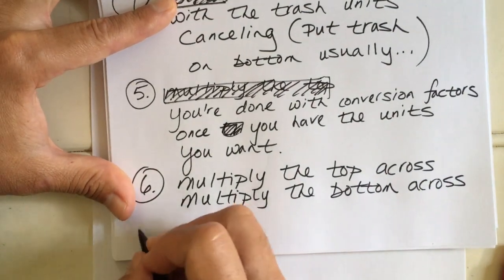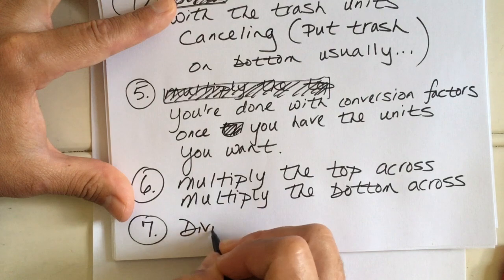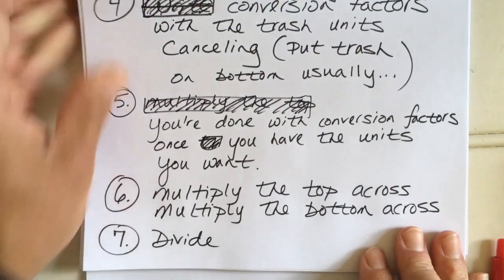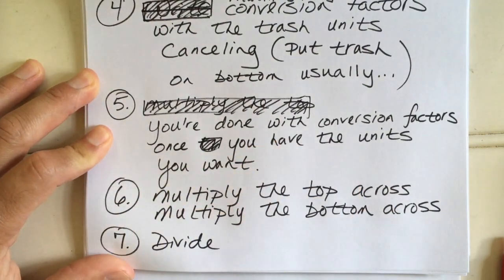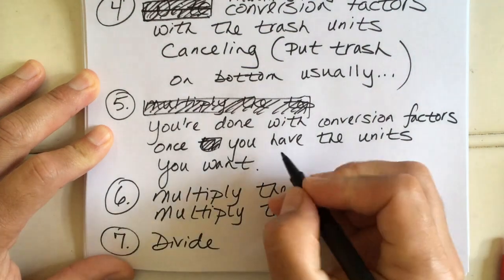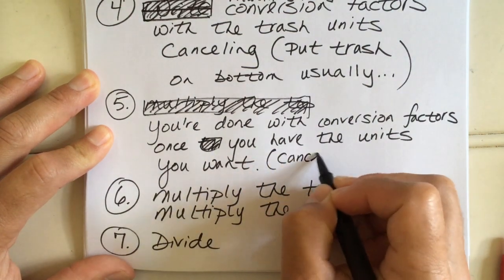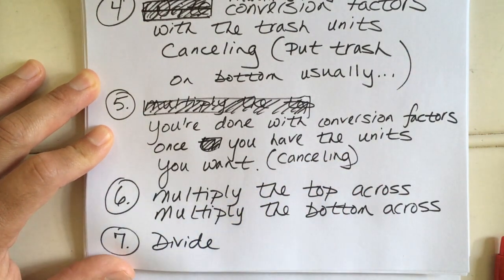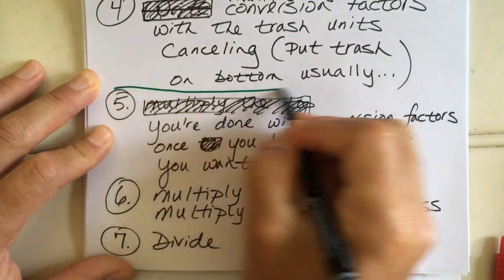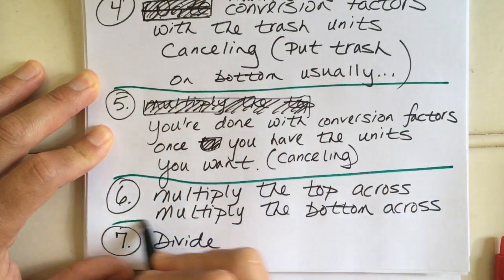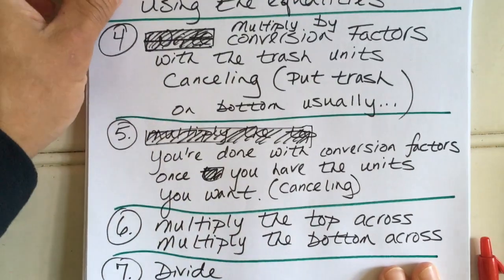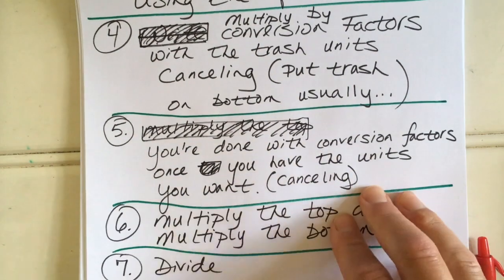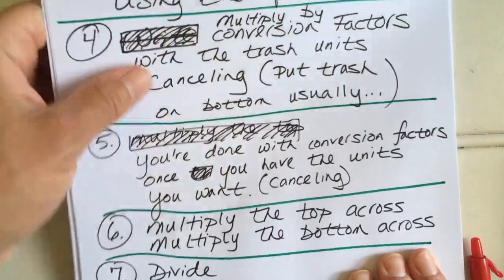And then finally, divide. Okay. And so something I should mention with step 5 is you're done with conversion factors once you have the units you want. This involves canceling, right? That involves canceling out the units you don't want. All right, and I think that should be good. I think that's it. Let's go back and apply the rules to our problem.